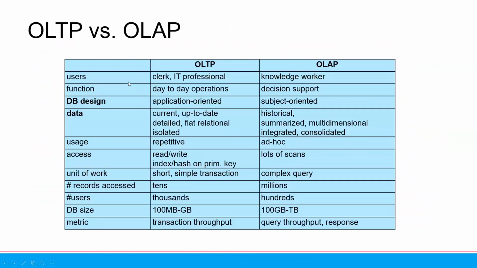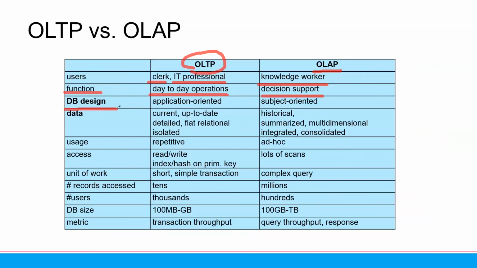So this is the difference between the OLTP and OLAP. The OLTP is more about the clerk or IT professionals. So you need to input and then insert the data into the database. But for the OLAP, it's more about the knowledge worker. You need to do the analysis. The function in OLTP is more about day-to-day operations. But the OLAP is more about decision support.